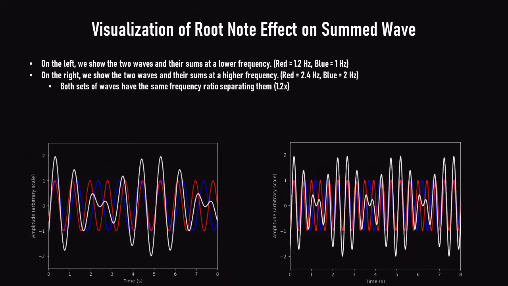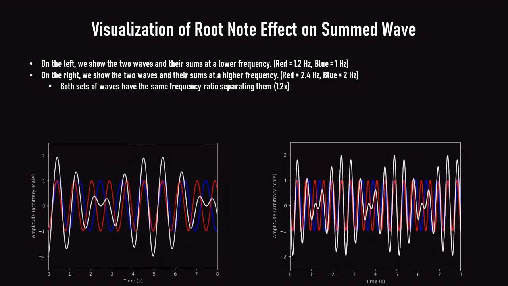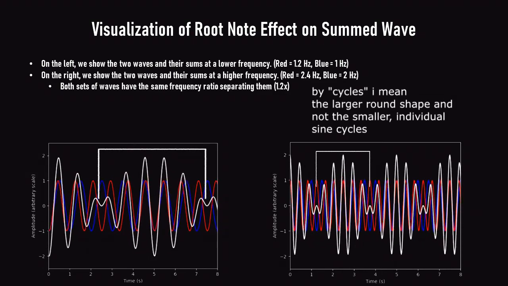Both x-axis scales here are the same, 8 seconds, and you can see that the output waveform of the higher frequency waves on the right has more overall cycles along the time interval than the sum of the lower frequency waves have.